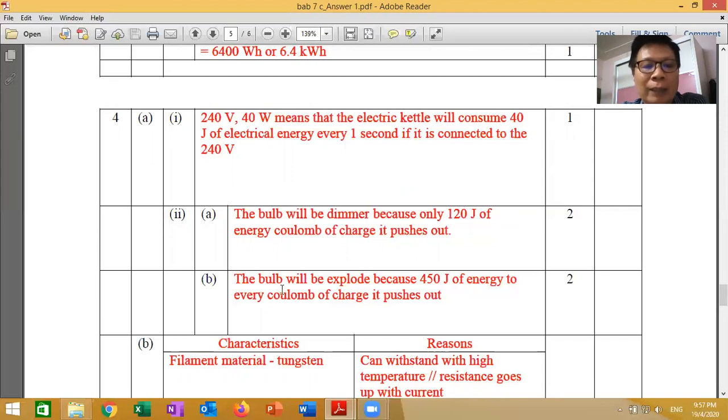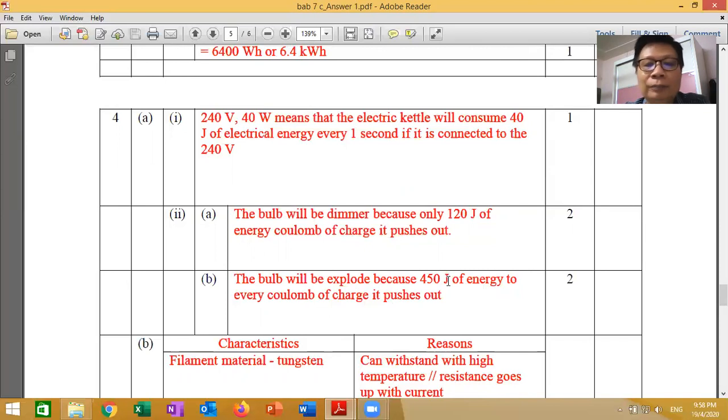The second one, the bulb will explode because the voltage is too high, too hot already. Because 450 joule of energy is given to every coulomb of charge. This means the bulb will explode because 450 joule of energy is produced every 1 second. That means the filament becomes too hot. When too hot, the pressure inside the bulb becomes too high. This will explode. Understand?